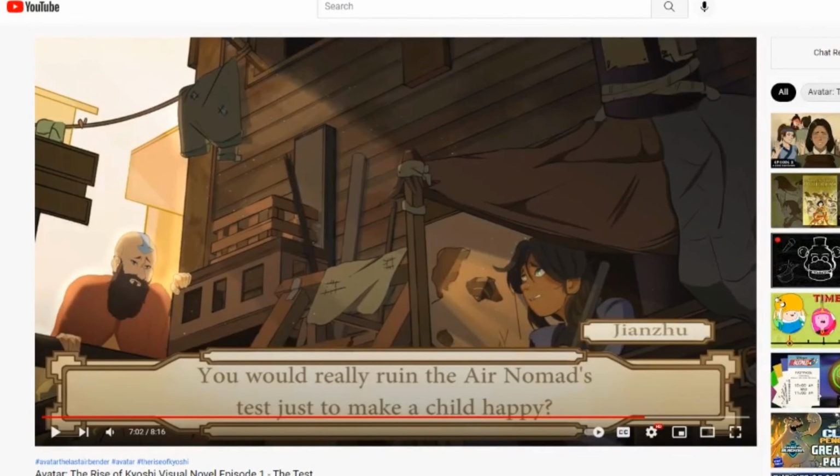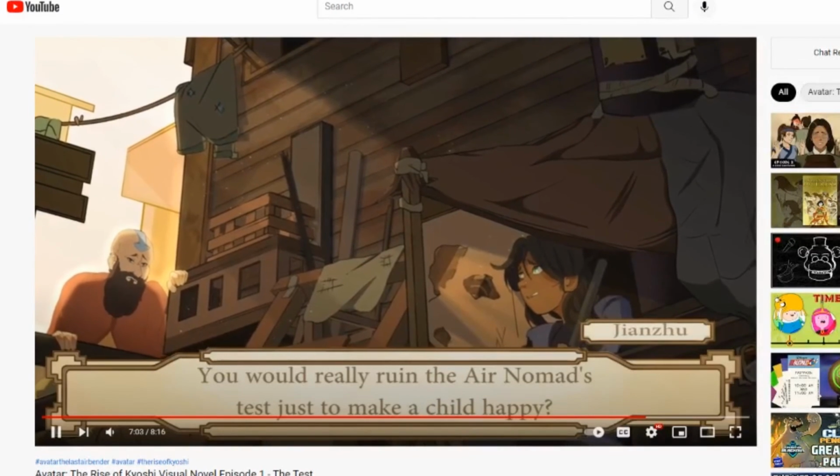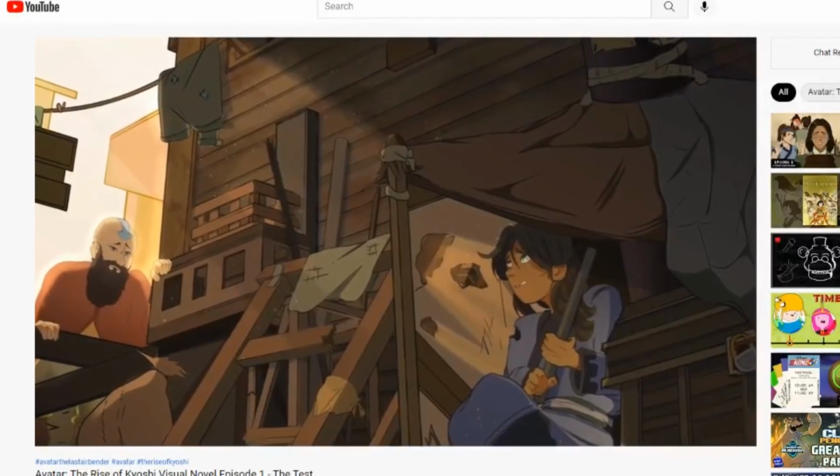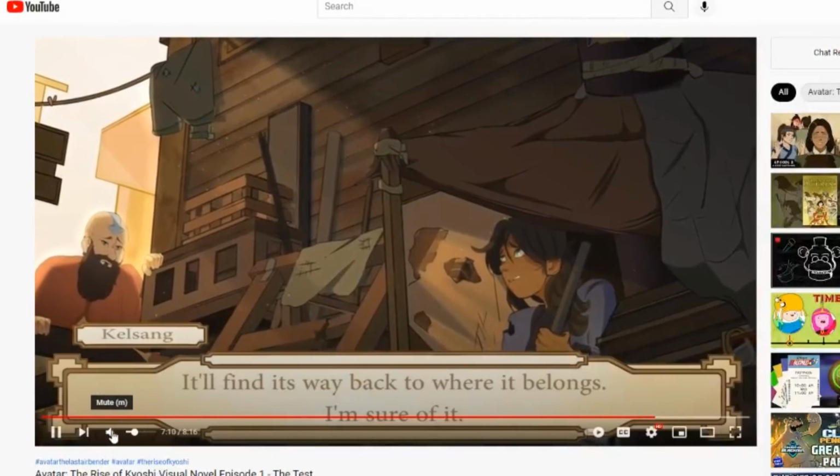The atmospheric lighting is amazing. It really just is to make a child happy. It'll find its way back to where it belongs.